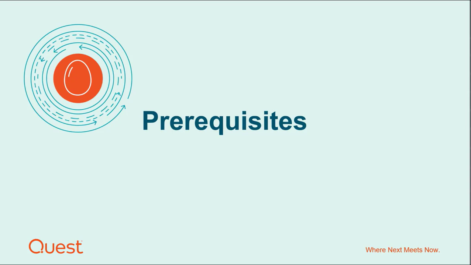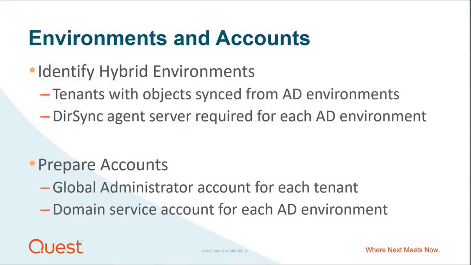Full prerequisites are listed online in the documentation, but we are going to review some of the important prerequisites that you will need to get started. Make sure you identify any hybrid environments. These will be any tenants that contain objects that are synced from Active Directory environments. If you have any environments with this configuration, note that you will require a Directory Sync Agent server.